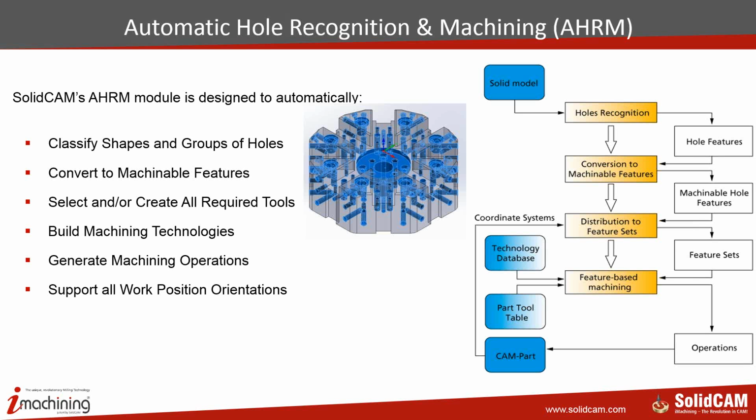After we do that, we break it down into different machinable features. Again, in a moment, we'll see exactly what we mean by machinable features. These are features that we can easily recognize and decide how to machine at a later point. Then, after that, AHRM distributes it into different feature sets.